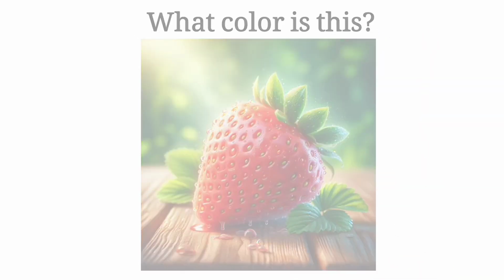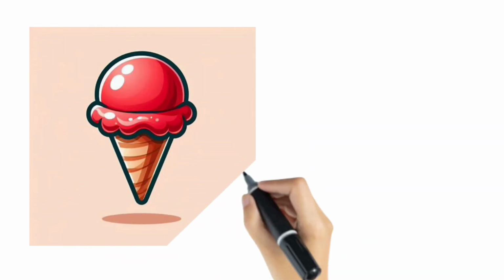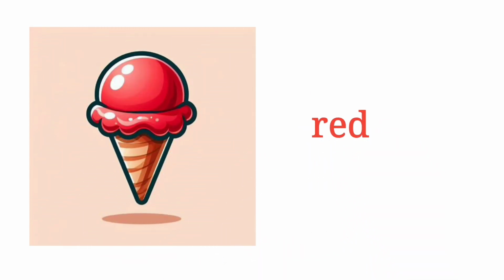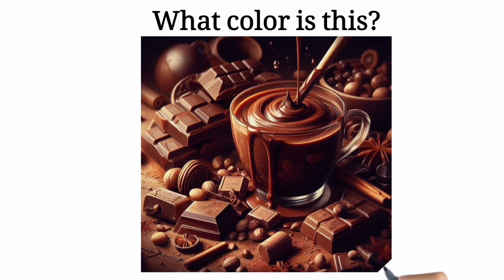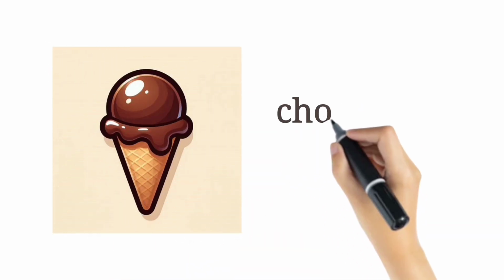What color is this? 5, 4, 3, 2, 1. Red. What color is this? 5, 4, 3, 2, 1. Chocolate.